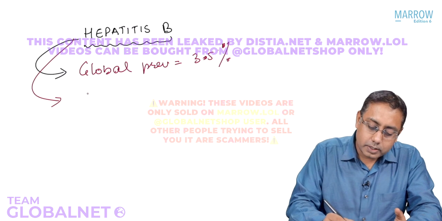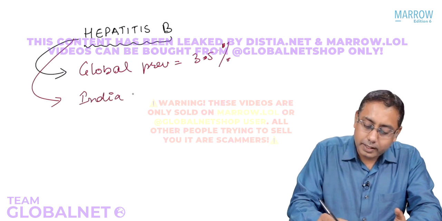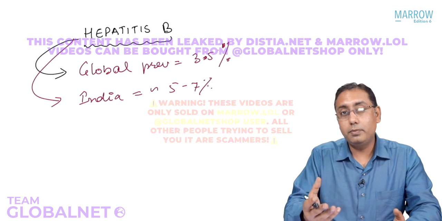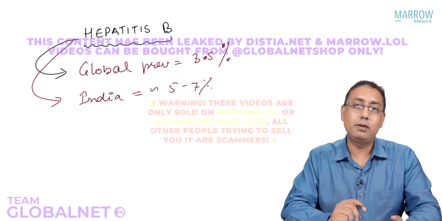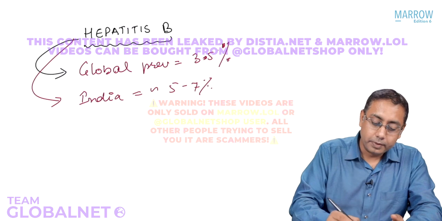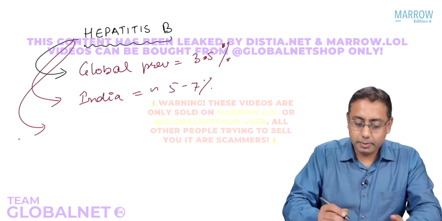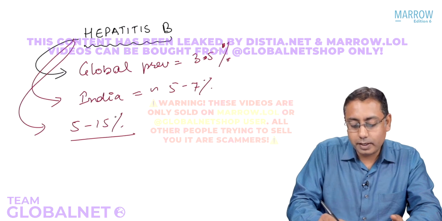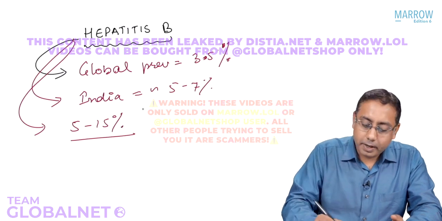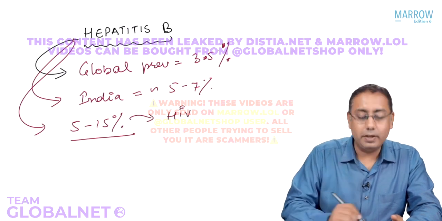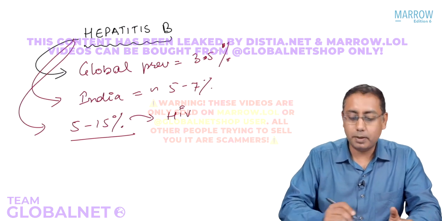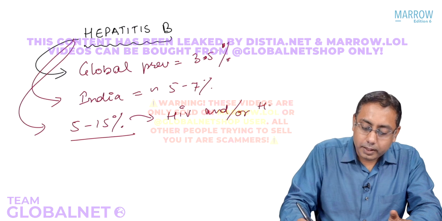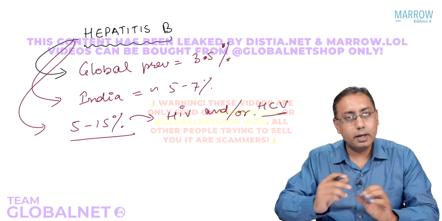Do you know what the prevalence of hepatitis B in India is? It ranges from 5 to 7%. There are areas which I even know which have 11 to 12% prevalence of hepatitis B. Do you also know that hepatitis B is a public health problem because 5 to 15% of hepatitis B cases might be associated with HIV, which is again a big public health problem, or with hepatitis C virus, which is a chronic hepatitis.